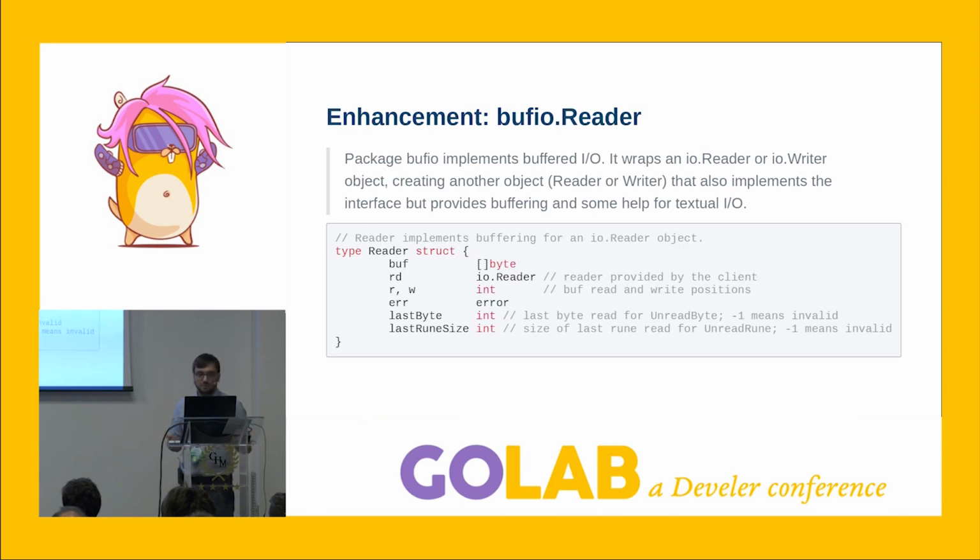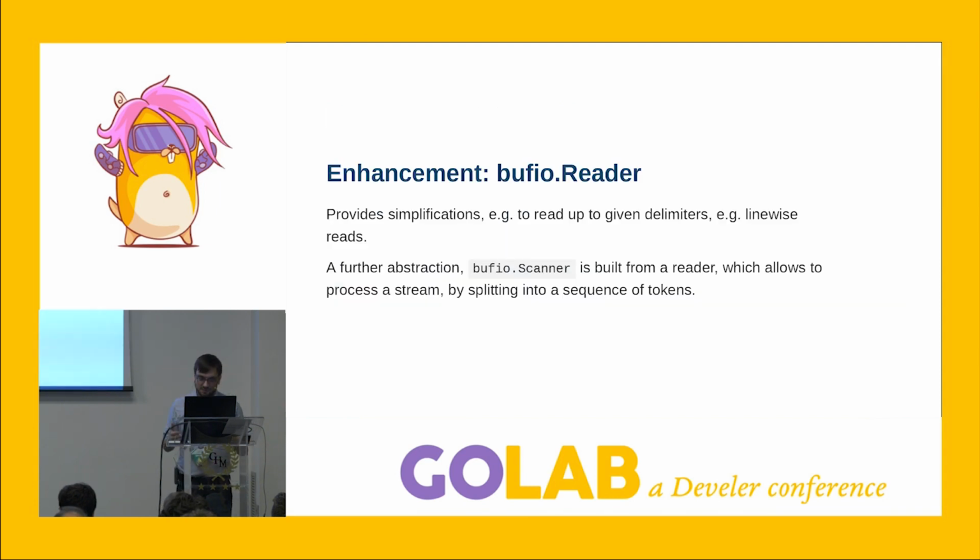There are some enhancements. For example, bufio.Reader takes a reader, it wraps an io.Reader, via a writer, similar to what we have seen in the smaller examples. So this is the implementation from the standard library. You have this underlying reader provided by the client, rd, then you have this internal buffer and then some bookkeeping. And it wraps an io.Reader and Writer, creating another object that also implements these interfaces and provides buffering and some helpful textual I/O. So you can have a couple more simplifications, for example, reading up to a certain delimiter.